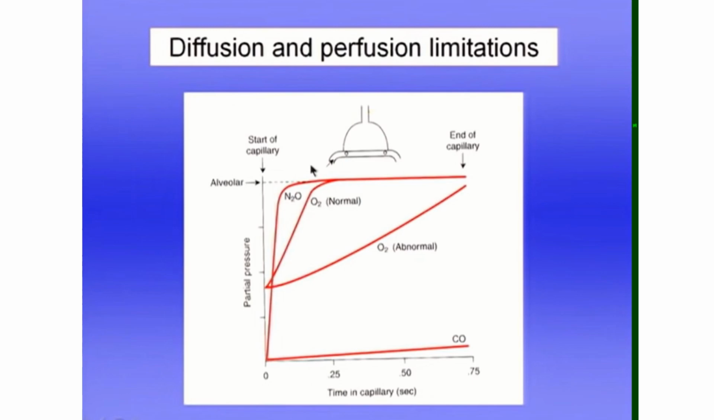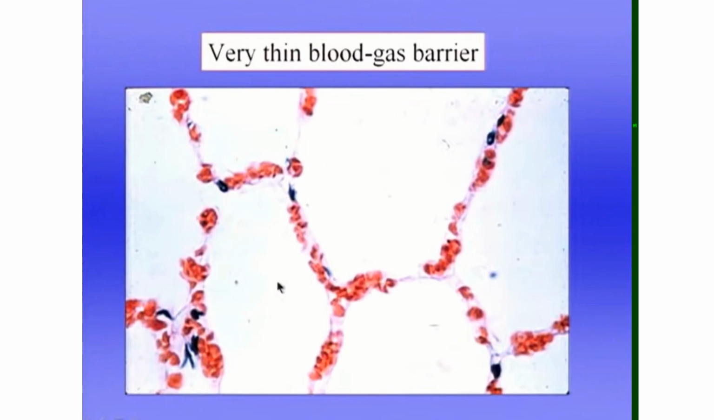However, under some circumstances, oxygen can be at least partly diffusion limited. Here, for example, is a situation where the PO2 rises much more slowly than it normally does. So at the end of the capillary, there is a PO2 difference between alveolar gas and the blood. Now, what possible conditions could do that? Well, if there is a pathological process in the blood-gas barrier.